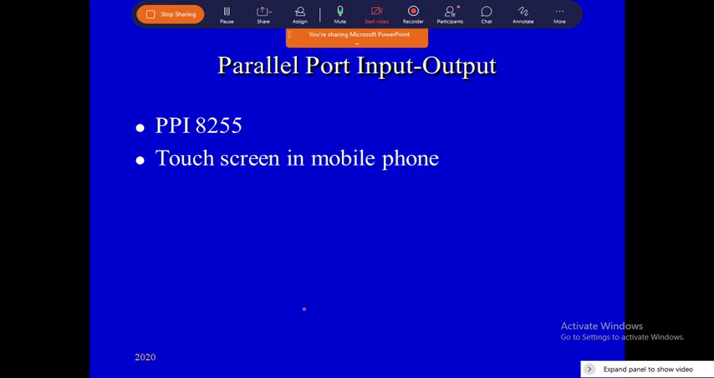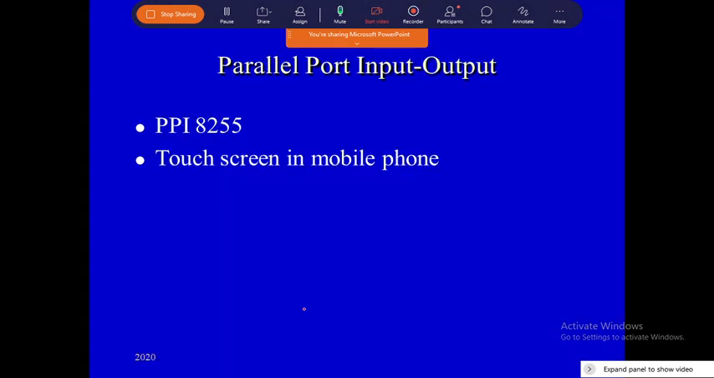In the next class, we'll see the serial communication devices. See, parallel means multiple bits will be transmitted at a time. In a parallel input, output, IOs, and these things will be there. This completes the IO types.